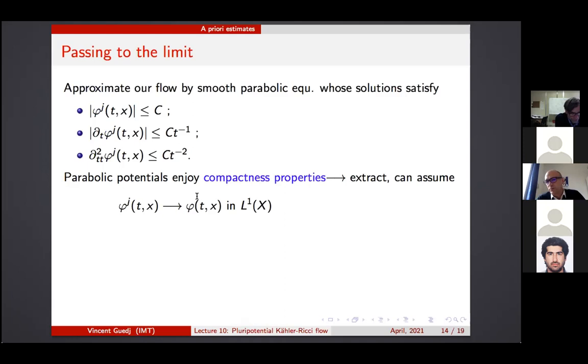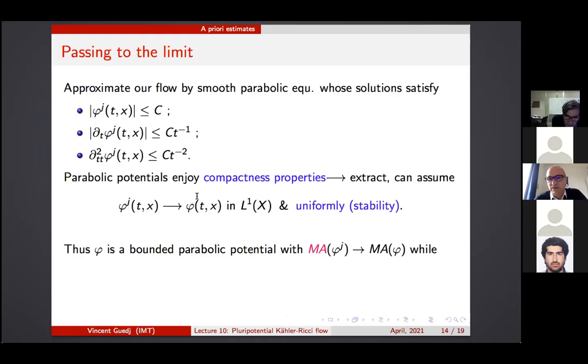And moreover, and this I have not had the time to explain, because the Monge-Ampère of the φ_j are equal to something which is essentially uniformly under control independently of j with L^p density, we get actually a stability property. And this stability property tells us that actually φ_j uniformly converge towards φ in that particular setting. And because of that, we have convergence of the Monge-Ampère operator. So Monge-Ampère of φ_j converges towards Monge-Ampère of φ.